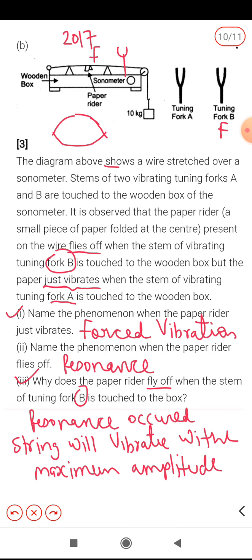Okay, so this is another example of resonance. Okay, in class 12 you will learn a lot about sonometer and that vibrating pendulums and resonance tube.